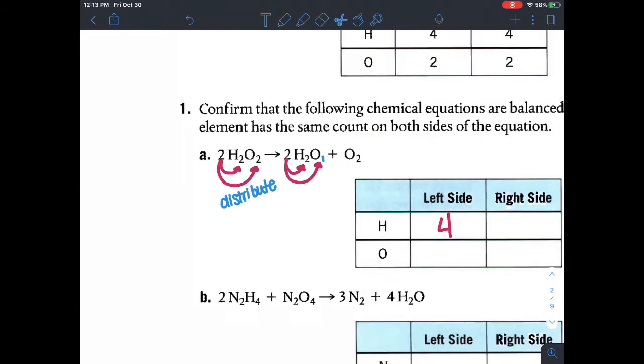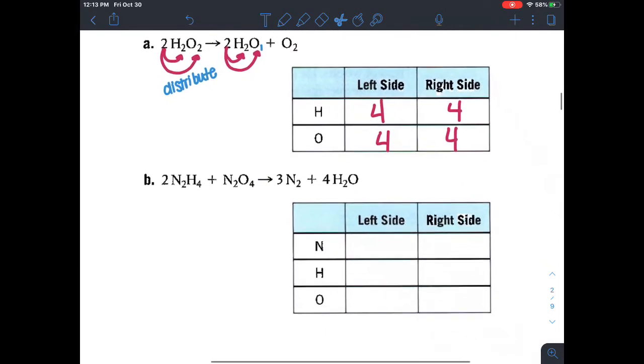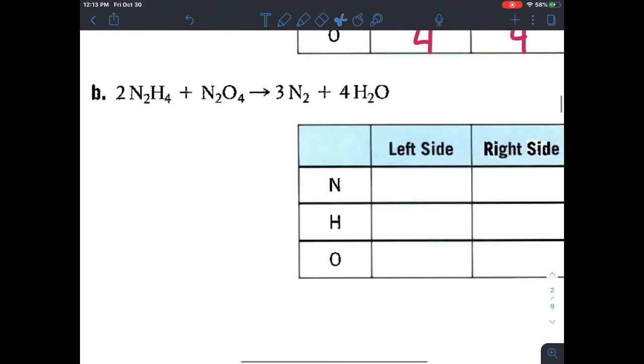So on the left-hand side, there are 4 H's when I distribute. And on the right side, when I distribute, I guess I did left side next, 4 O's. 2 times 2 is 4. And then on the right side, when I distribute the 2 to the H2, I have 4. And then distribute the 2 to the O and then add it on to the other 2. I also have 4. Same thing for part B. I'm going to distribute all of the coefficients to all of the subscripts, just like I would an exponent.